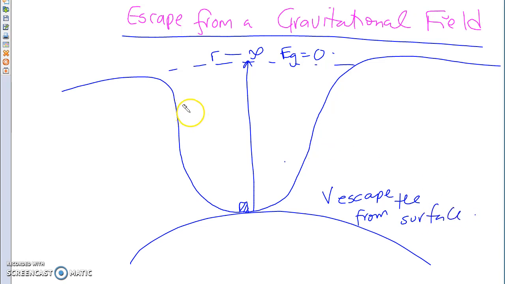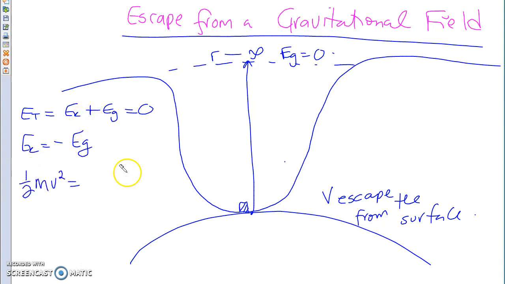To calculate it, we start with E total, which equals EK plus EG, which equals 0. The energy that is here at the bottom, by the time I get to the top, is all used up, so it's 0. Bring the EK to the other side, so EK equals negative EG. You get half mv squared equals negative G, big M, small m over RE.